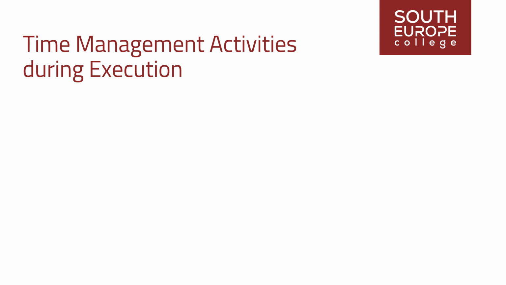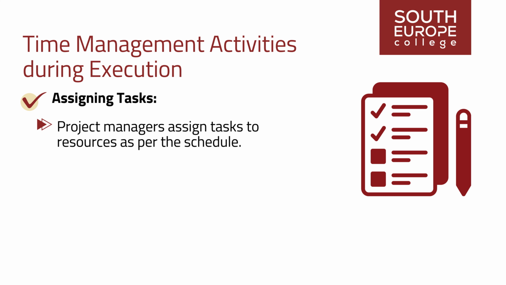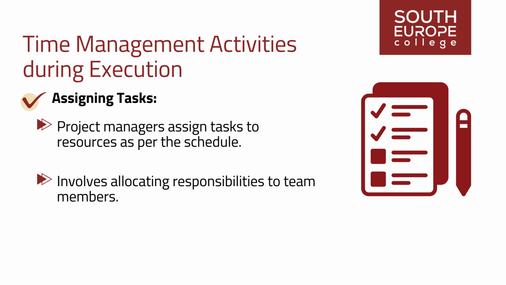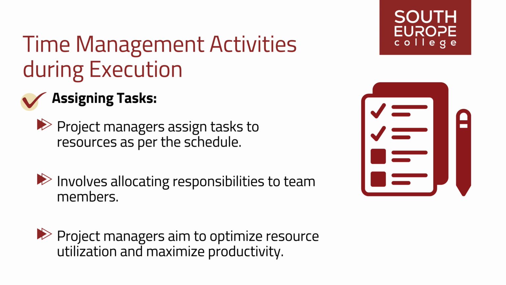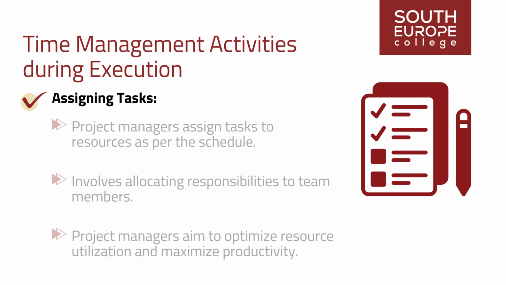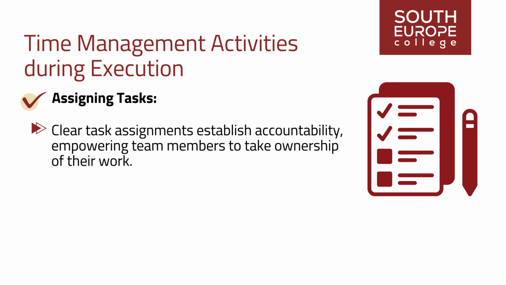There are several activities related to project time management that the project manager performs during execution, such as assigning tasks. Project managers assign tasks to resources as per the schedule, which involves allocating responsibilities to team members based on their skills, expertise, and availability. Project managers aim to optimize resource utilization and maximize productivity. Clear task assignments establish accountability, empowering team members to take ownership of their work and contribute to the project's overall success.